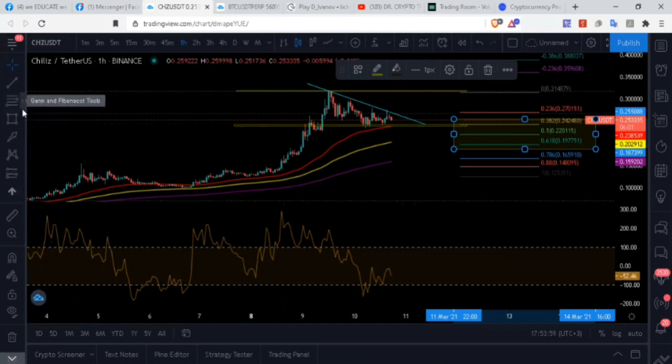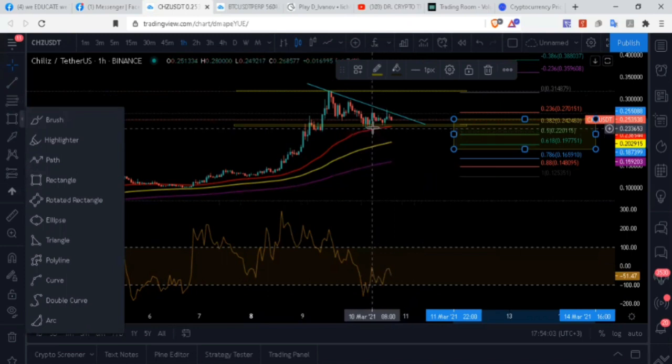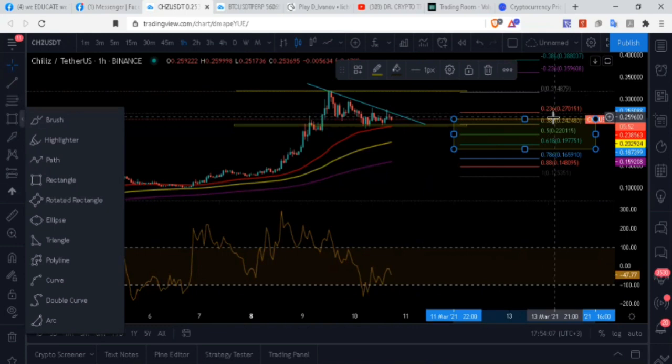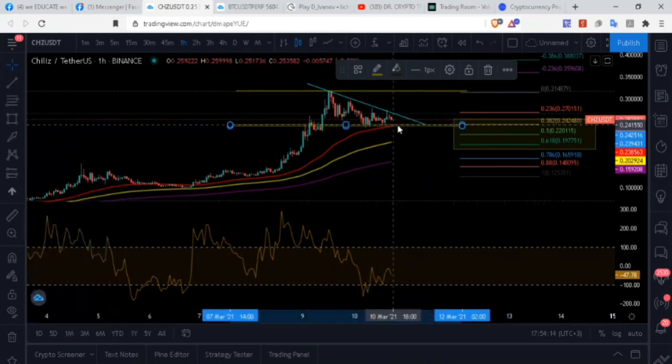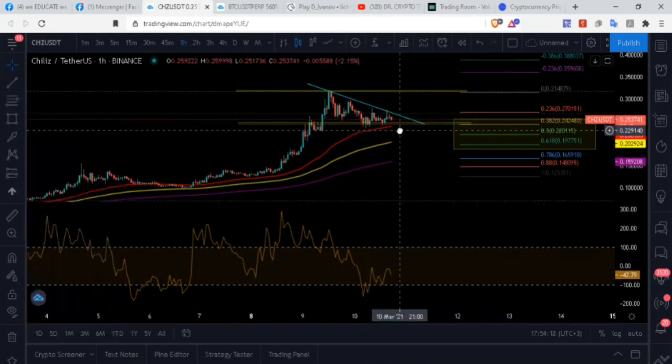Guys, this is already a confluence. Here, as you see, the price respected the 50 EMA, and Fibonacci showing 0.382. Here, this is already a confluence.